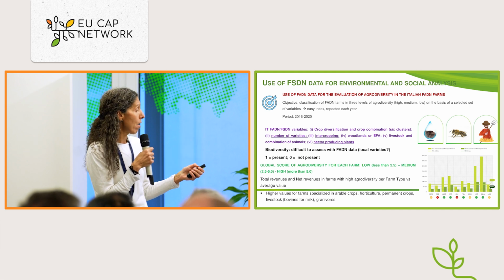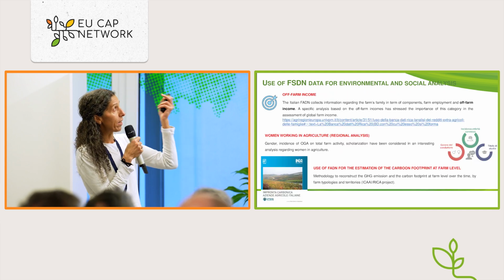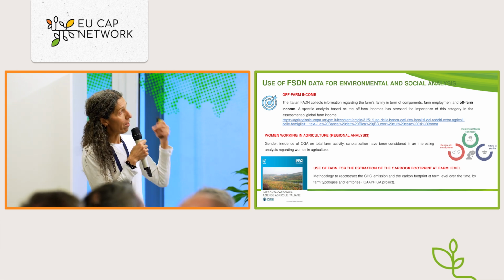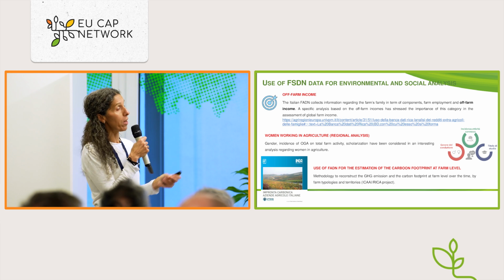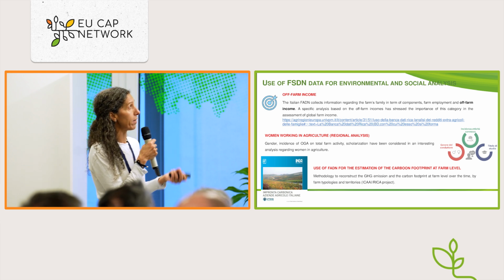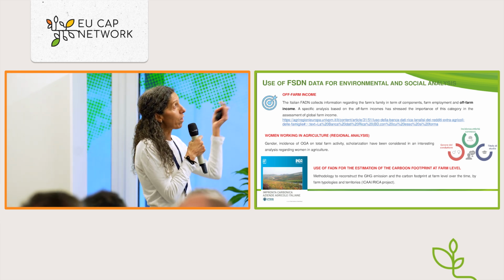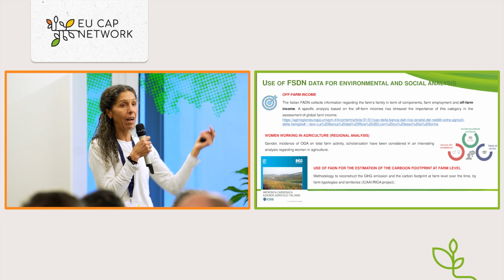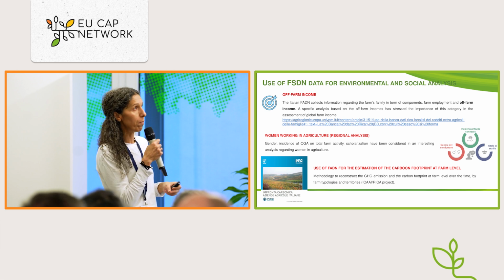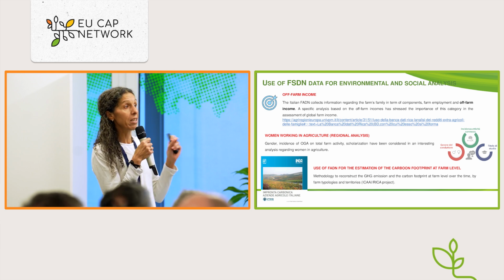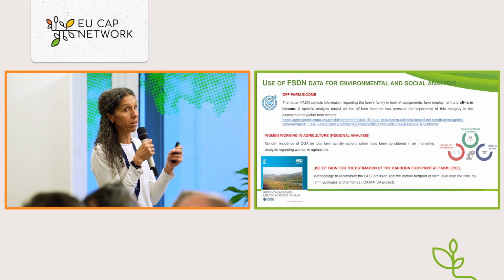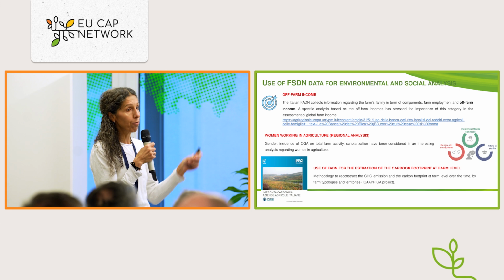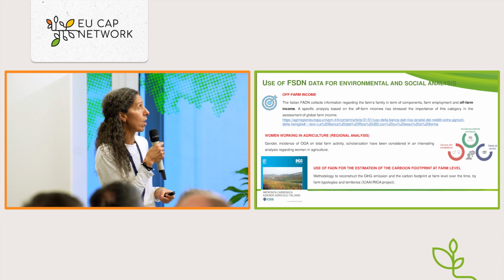Other uses, for instance: we collect the data of farm income. So we collect data, as I have already said, regarding the farm's family in terms of components, farm employment, and off-farm income. And we have also done a specific analysis using this variable. The publication is in Italian, but it's very interesting because it stresses the importance, especially in the smallest units, of the off-farm income on the global farm income, on the global farm revenues.